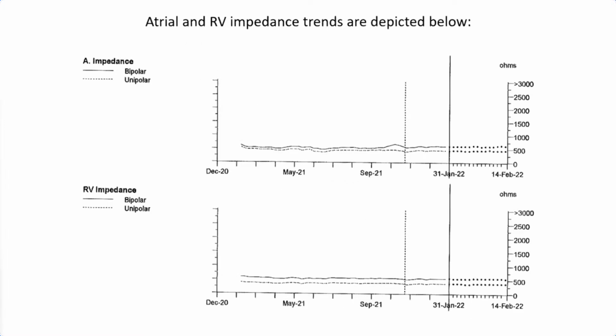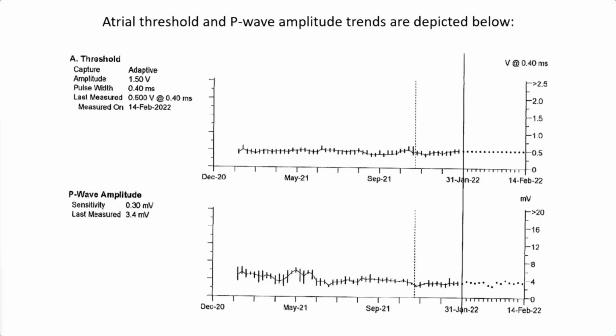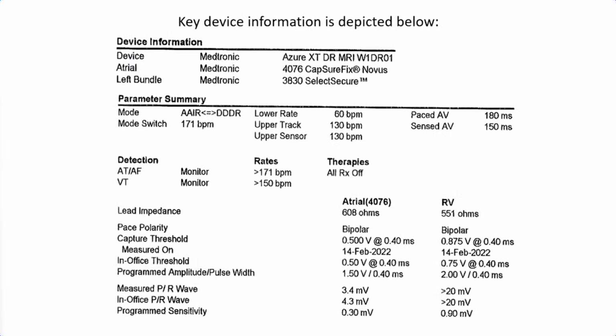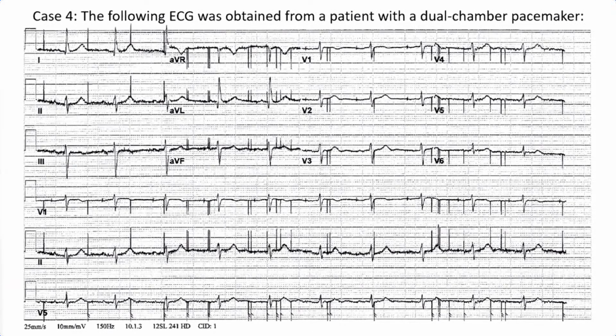And look at this, the device is not that old. You can see this happened about a month ago, put in December. Lead impedances are just absolutely perfect. Thresholds are perfect. RV threshold, R wave amplitudes are perfect. So what's going on with this perfect pacemaker and this stupid EKG?